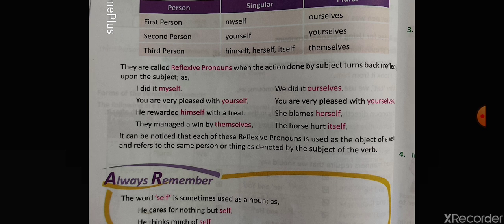Secondly, he rewarded himself with a treat. He and himself are the same. The difference is he is the personal pronoun and himself is the compound personal pronoun, and this himself is hitting back to he. She herself went to the market. I myself came in the kitchen. The dog hurt itself. So the dog and itself are the same.